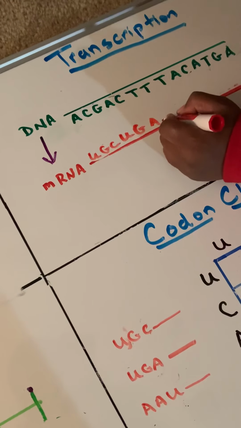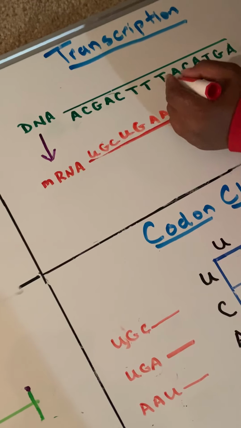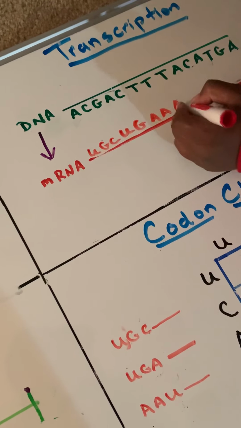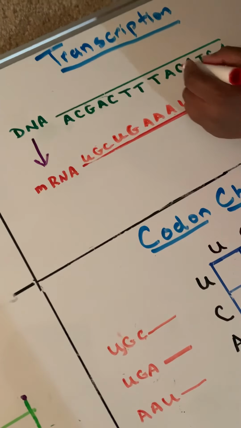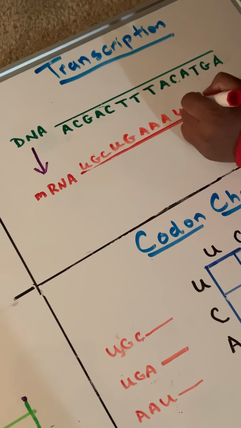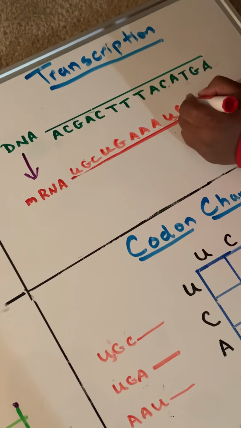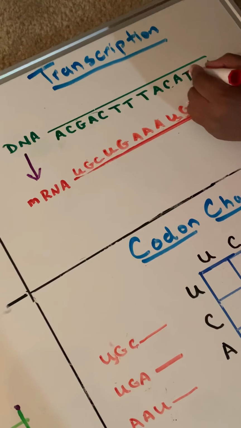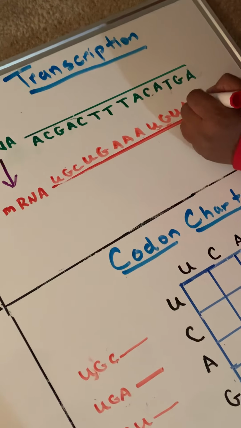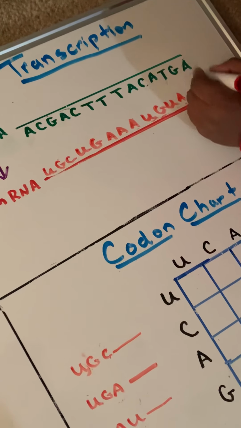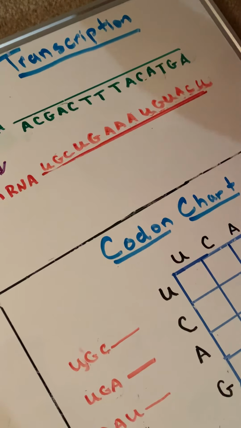We have T, so this is going to be A. We have another T, so this is going to be A. We have A, so this is going to be U. We have C, so this is going to be G. We have A, so this is going to be U. We have T, so this is going to be A. We have G, so this is going to be C. And this is A, so this is going to be U.